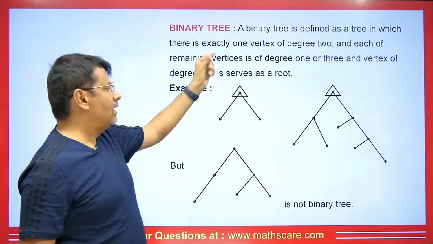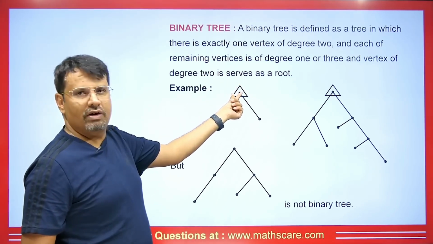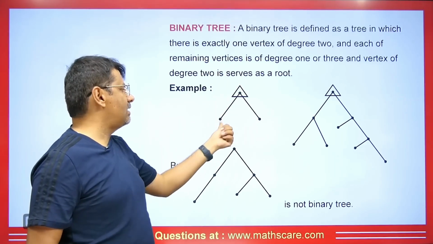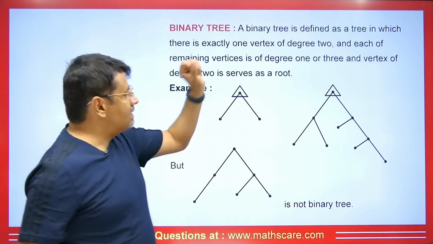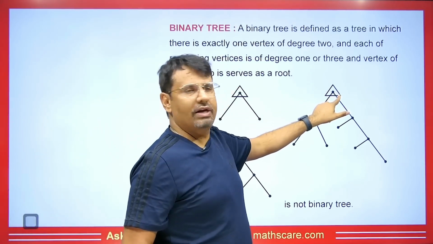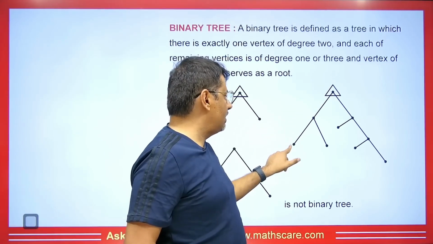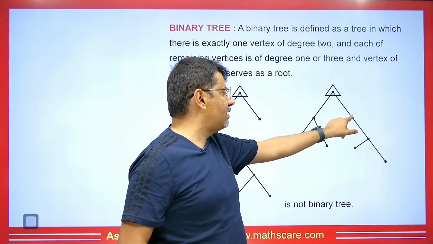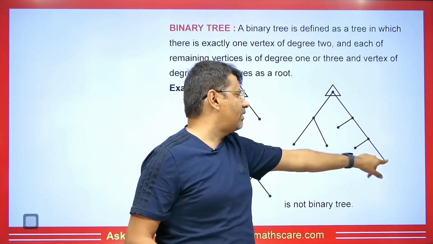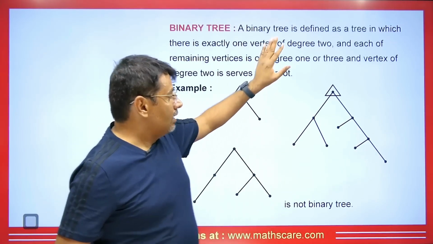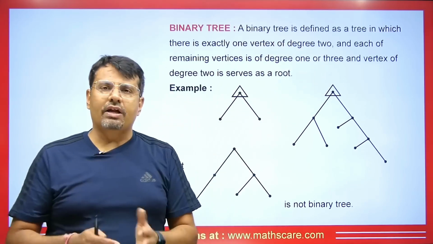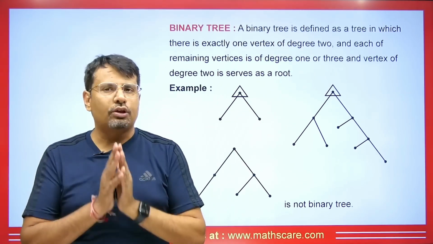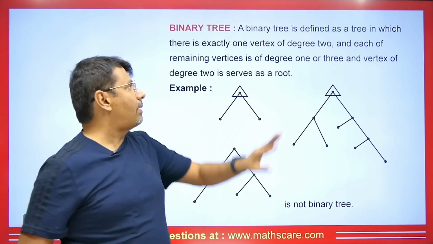Here we have this. We know that this is a degree 2 vertex. And the degree of the remaining vertices we have is 1. Talking about this, its degree is 2. Its degree is 3. Its degree is 1. Its degree is 1. Its degree is 3. It's 1, 3, 1, 1, right? We have a root and its degree here is 2. The remaining degrees, what should they be? They should be either 1 or 3. This is called a binary tree.